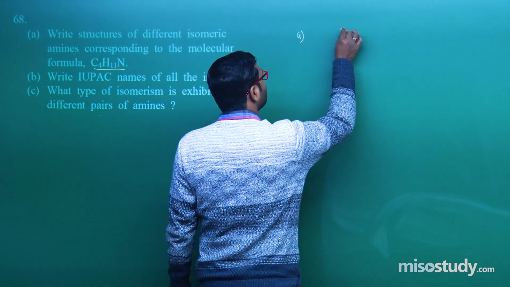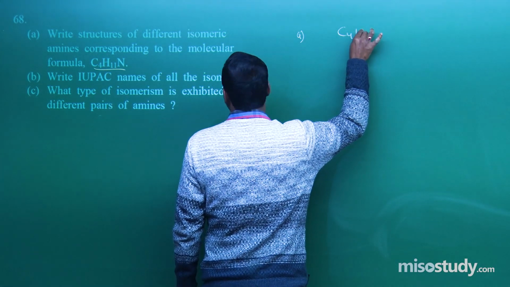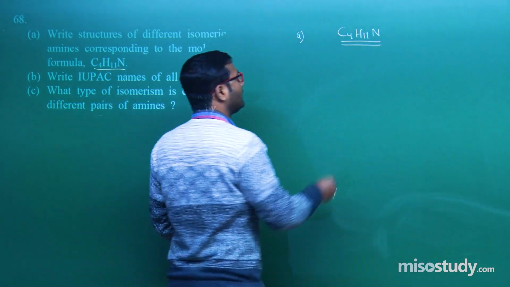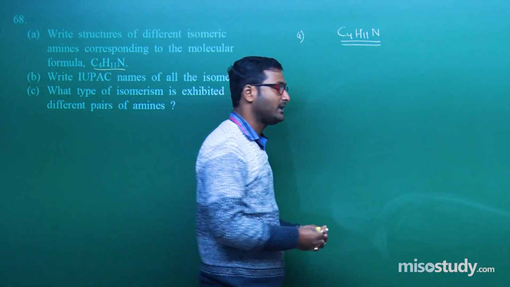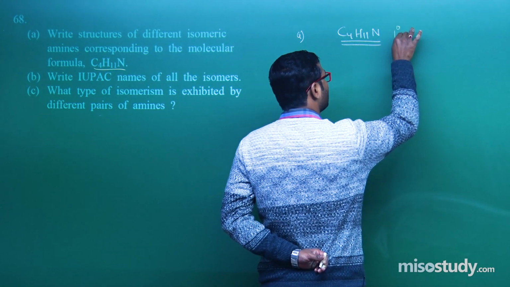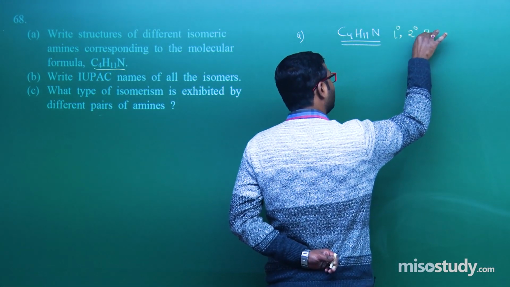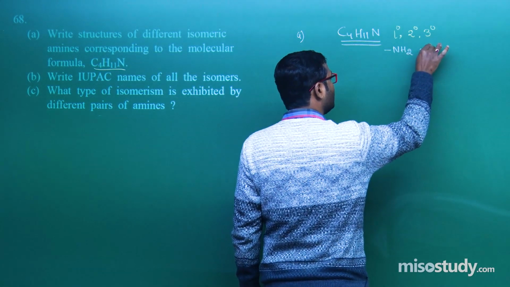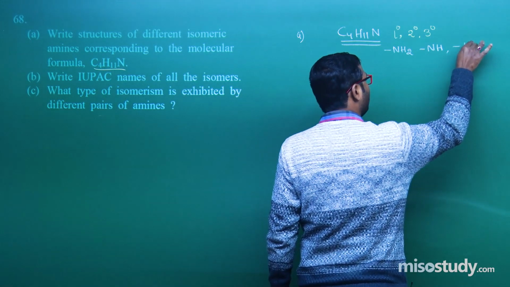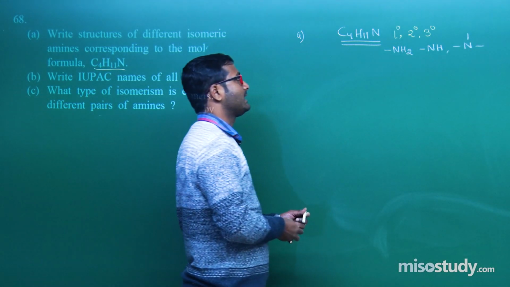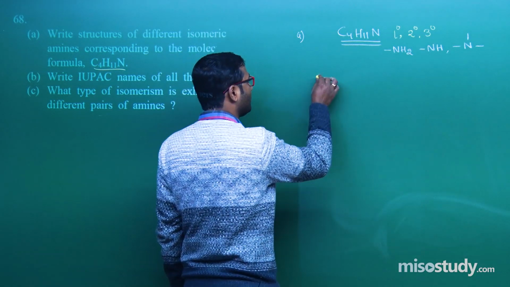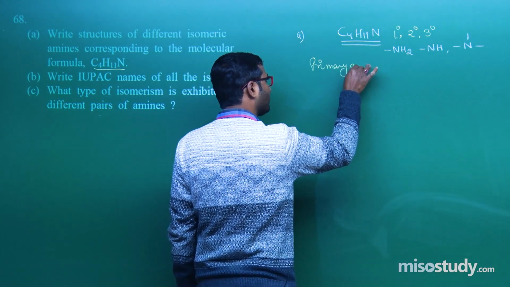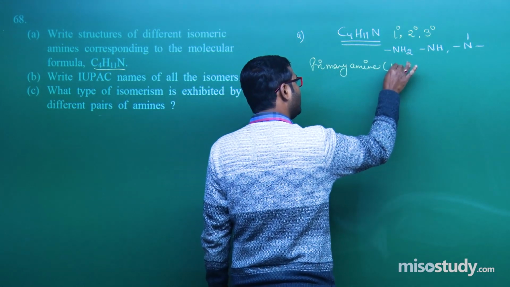Now what is given here? C4H11N. Clear? Again I am repeating, C4H11N. So this can show 1 degree amine, 2 degree amine and 3 degree amine. That means the functional group may be NH2, may be NH and may be N. Clear? So let's draw the isomers. First, I have to draw the primary amine, that is the 1 degree amine.